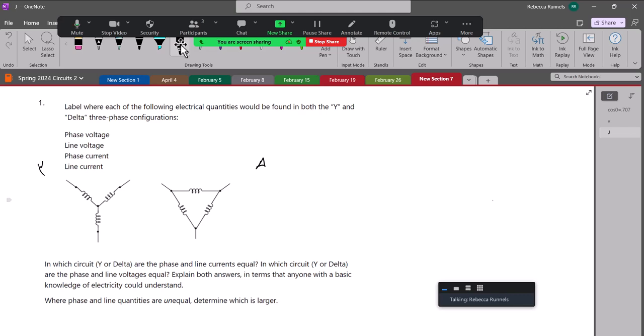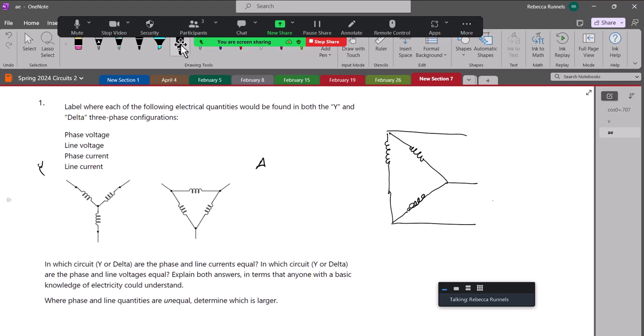And our first job is to label phase voltage, phase current, and line current, so that we can see what it is we're talking about when we are doing these things. So I'm going to start with the delta, and I'm going to draw it slightly differently in a way that's going to make it easy for me to label it. So I still have the lines that are coming from each vertex here.